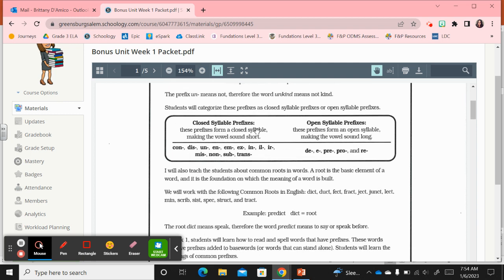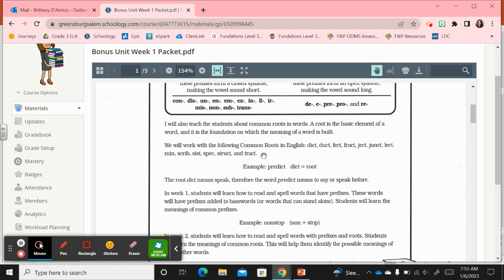Remember, for closed syllable prefixes, these prefixes form a closed syllable, making the vowel sound in the prefix short, like on, dis, un, N, M. Remember, the vowel is followed or closed in by a consonant, one or more consonants, making the vowel short. But open syllable prefixes form an open syllable, making the vowel sound long, like D, E, pre, pro, and re. Notice the vowel is not closed in by a consonant in the prefix word part.